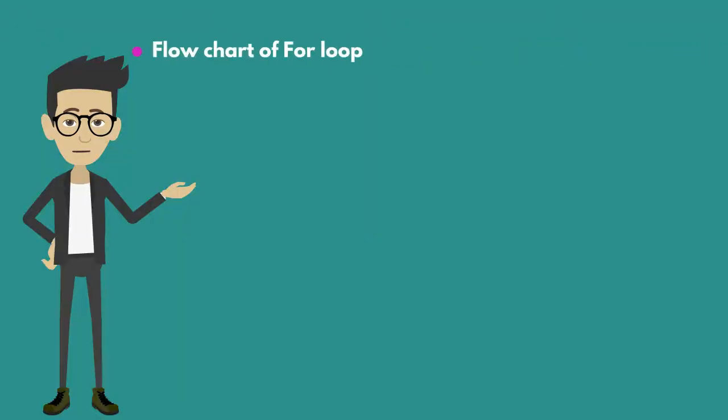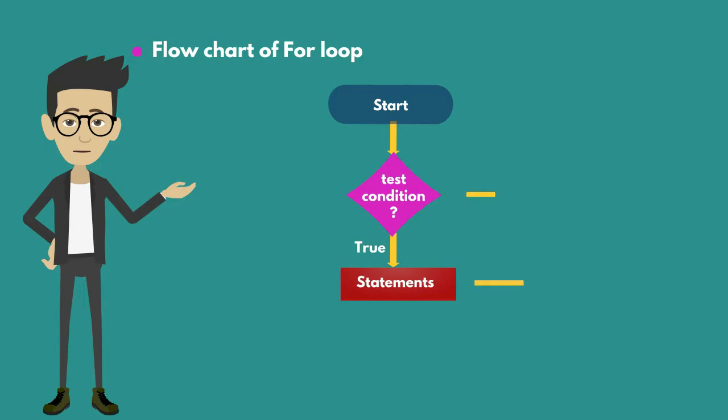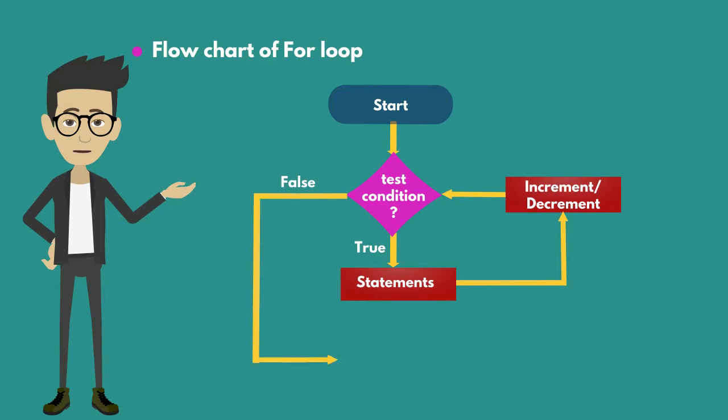Flowchart for loop. Start. Test condition. If the test condition is true, the statements will be executed. After the statements, the increment or decrement operation takes place. If the test condition is false, it will come out of the loop. This is how the execution of a for loop takes place.